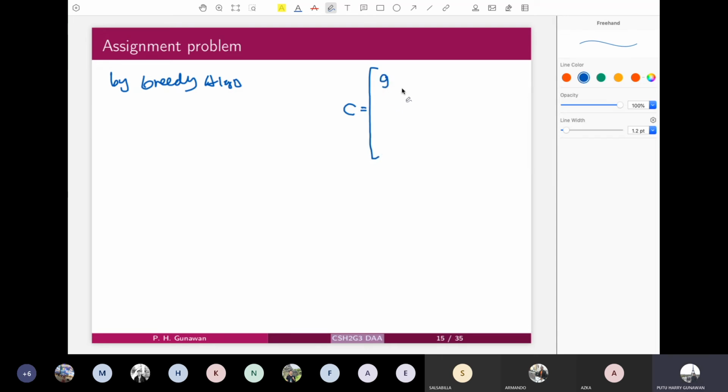So right: 9, 2, 7, 8, 6, 5, and 7. This is 4, 3. This is 7. This is 8. This is 1. So this is 8. This is 6. And this is 9. And this is 4. And so this is person A, B, C, and D.